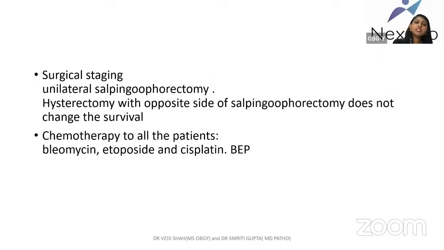So how are you going to manage such a case? You go for the surgical staging, and you do a unilateral salpingo-oophorectomy. Since these females are going to be very young, this is more common in the younger age group. The removal of the uterus as well as the fallopian tube is not necessary, because it is not going to improve the chances of survival. Once that is done, you remove the primary tumor. Next, you go for chemotherapy with BEP: bleomycin, etoposide, as well as cisplatin.